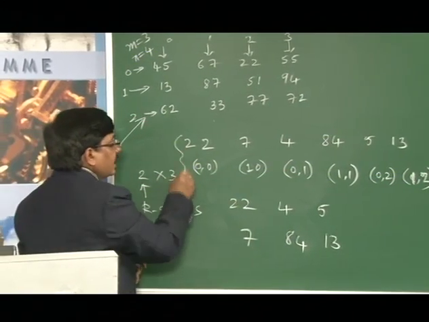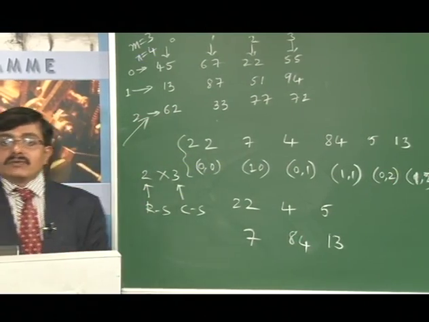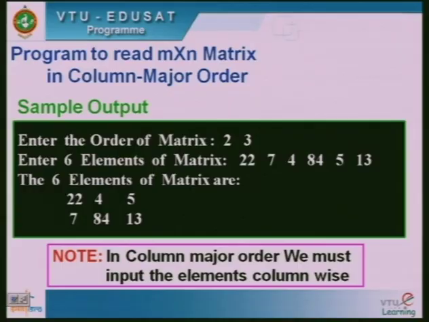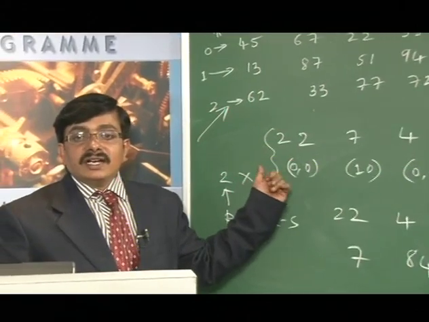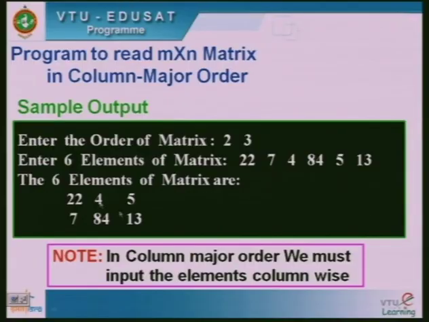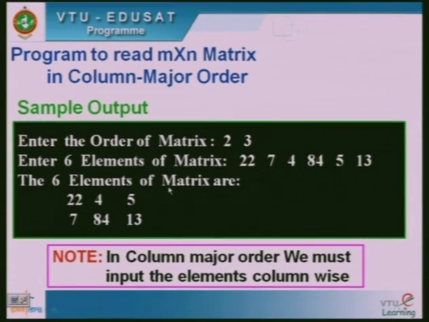But while reading I should do the modifications. While entering the data also I should see to it that I enter the data column wise only. So, we have to make a note here that in column major order we must input the elements column wise. This is mandatory when you are using the column major order of the elements.